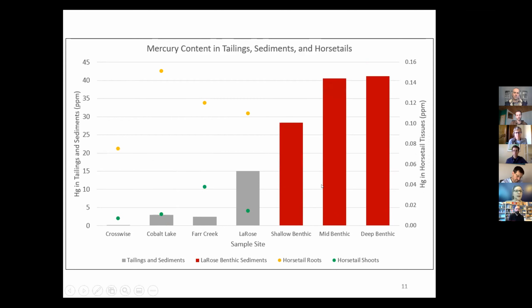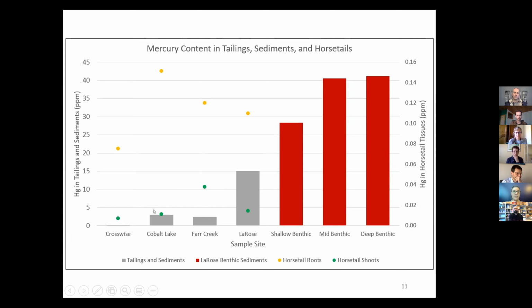For mercury, I wanted to point out for this graph, I have a separate y-axis for the horsetail tissue. So the horsetails have quite a bit lower mercury content than the tailings and sediments. So just keep that in mind. But what we see here is very high mercury concentrations in these benthic sediments exceeding 40 ppm and high mercury content as well at the Larose samples.